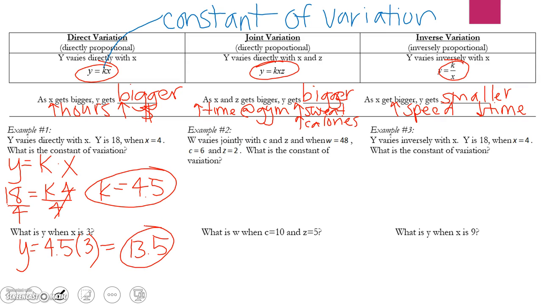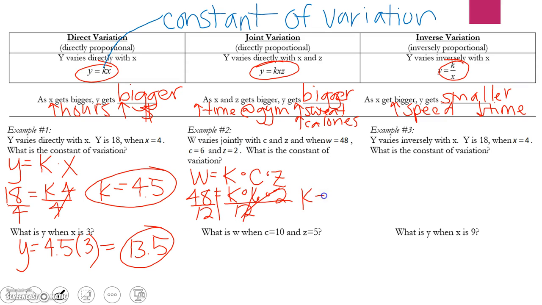The next one says w varies jointly. So I do w equals, and I always have a k. Since it's jointly, it's another multiply. And it says with c and with z. It says w is 48. I don't know my k. C is 6. Z is 2. What's the constant? So let's solve for k. I'm going to be dividing by 12 because 6 times 2 is 12. And so that's going to give me my constant as 4.